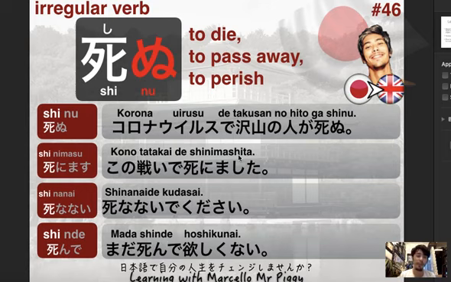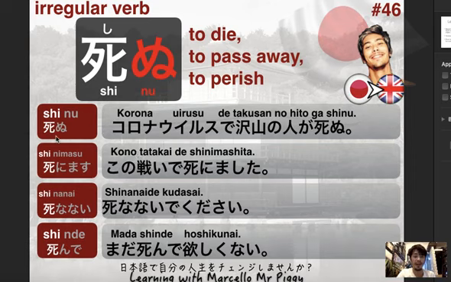So in this video, we will be learning the verb SHINU. It's an irregular verb, which means when we change to the other 4 formats, it will be a little bit irregular, but it's an important verb to know. Of course, we don't really like the meaning, which is to die, to pass away, or sometimes to perish, but mainly to die. In the next video, there is another verb, nakunaru, which is closer to pass away. So shinu would be more like to die. Anyway, let's learn the 4 different forms that we have.